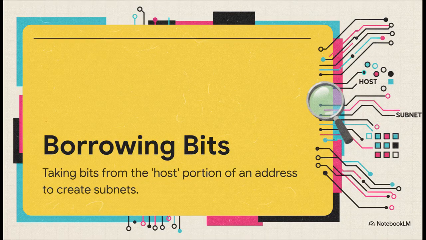Well, the magic behind all of this is a concept called borrowing bits. See, in any IP address, part of it identifies the network and part of it identifies the device, or the host. To create subnets, we literally just borrow a few bits from the host side of the address and give them to the network side. That makes the network part longer, which is what creates our new subnets.